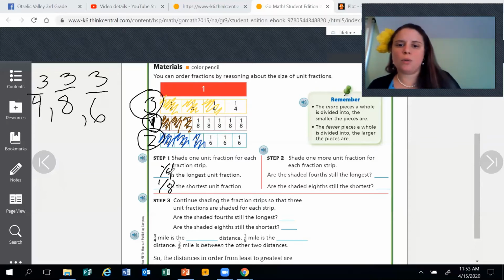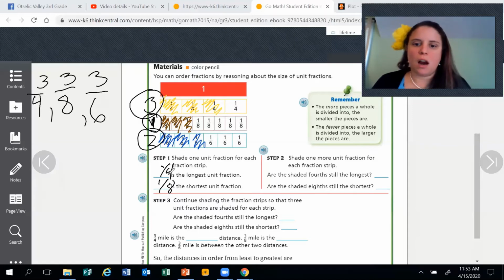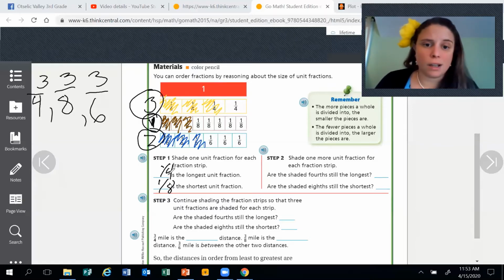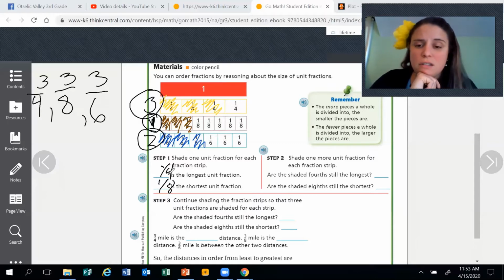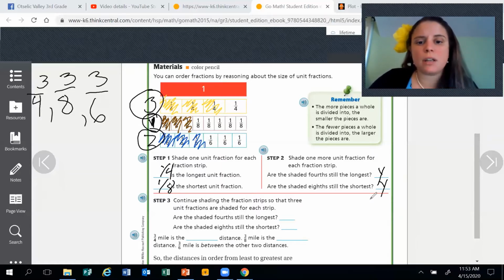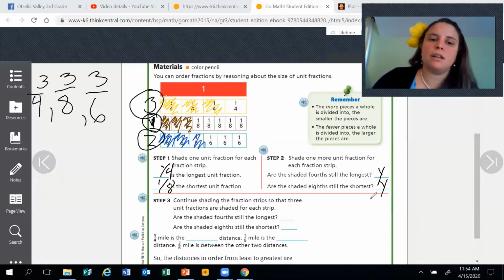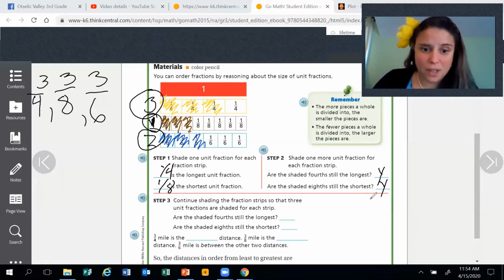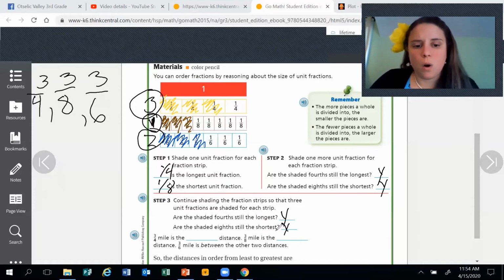Step 2, shade more unit fractions for each fraction strip. Are the shaded fourths still the longest? We shaded them all in. Are they still the longest? Yes. Are the shaded eighths still the shortest? Yes. Okay. So continue shading the fraction strips so 3 unit fractions are shaded on each strip. We already did that. That was the first thing we did. Are the shaded fourths still the longest? Yes. Are the shaded eighths still the shortest? Yes.